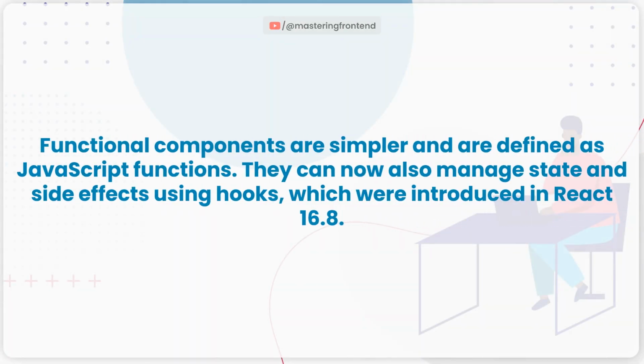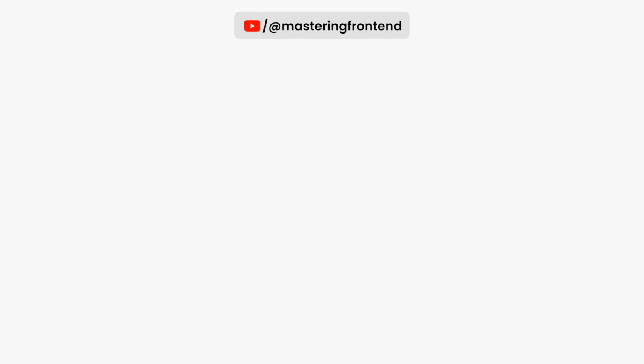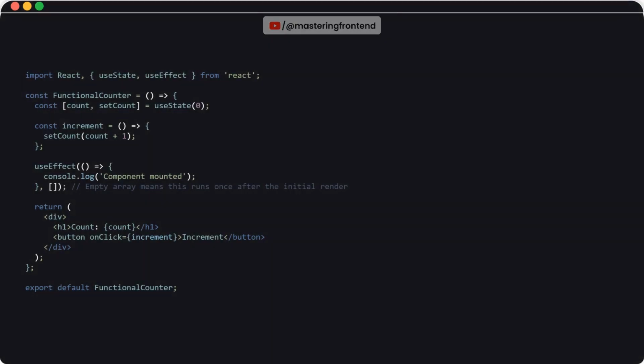Functional components are simpler and are defined as JavaScript functions. They can now also manage state and side effects using hooks, which were introduced in React 16.8. Let's see an example of a functional component and its key features. Hooks: use hooks like useState and useEffect for state management and lifecycle functionalities. Simpler syntax: more concise and easier to read. No this binding: no need for this, making it easier to handle event handlers.